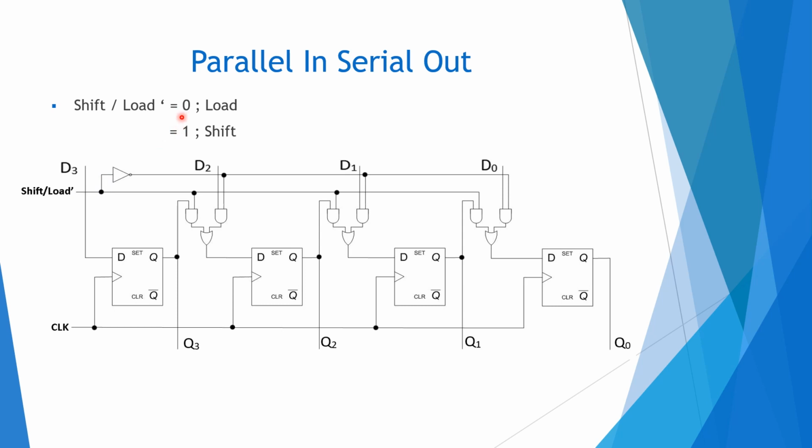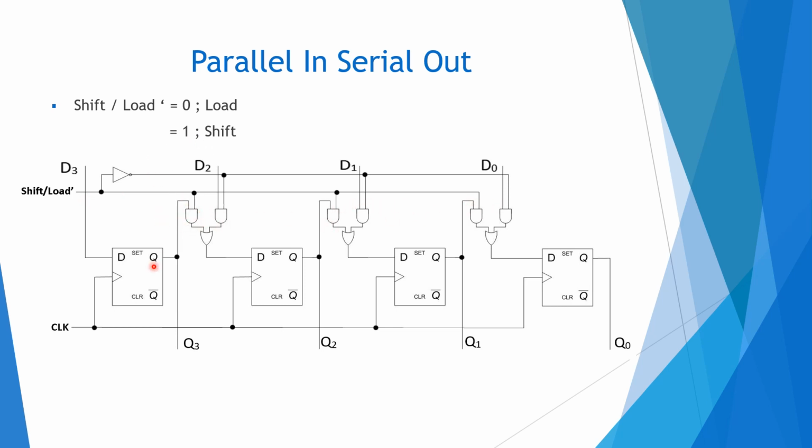So when the load is equal to the shift bar load, that is this input, when this input is equal to 0, here there is an inverter, so it goes to 1, and this AND gate gets enabled, and so it is a loading process. The parallel data here gets stored in the flip-flops at the next clock pulse, and when it is shifting, this input is equal to 1, and these AND gates are enabled.